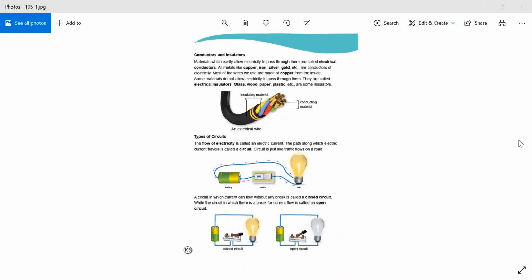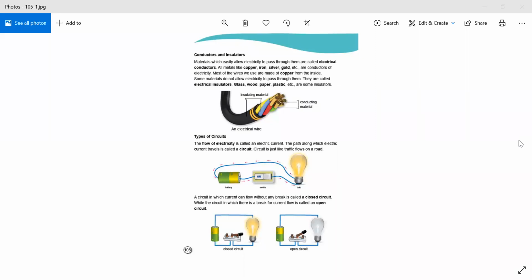Now moving to electrical insulators. So what are they? They are the opposite of electrical conductors. There are some materials which do not allow electricity to pass through them. So they are called electrical insulators. For example, glass, wood, paper, plastic. They all are electrical insulators. Why? Because they do not allow electricity to pass through them. Up till here, is everyone clear with conductors and insulators?